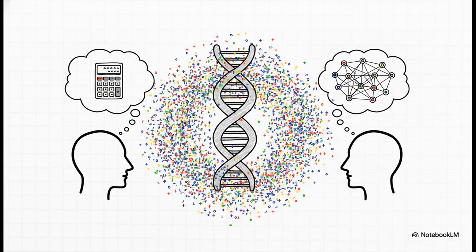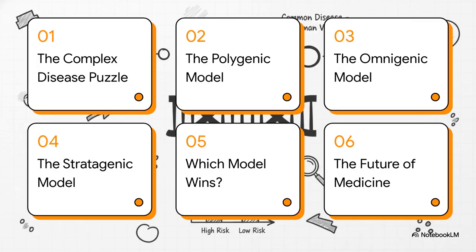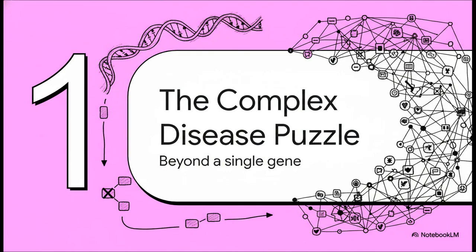Okay, so here's our roadmap. We'll start with the puzzle itself. Then we'll break down the three big models. That's the polygenic, the omnigenic, and the stratagenic. After that, we'll see how they stack up against each other, and, most importantly, why this debate is so critical for the future of medicine. So let's set the stage.